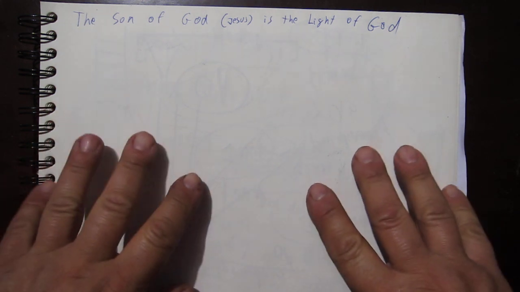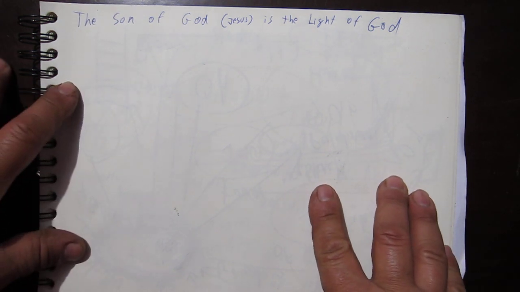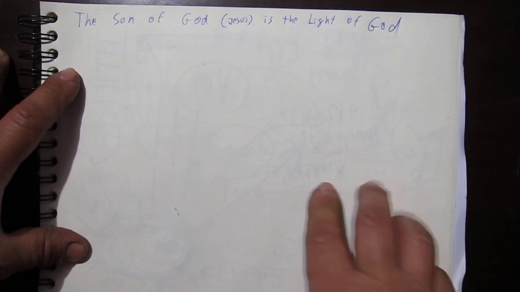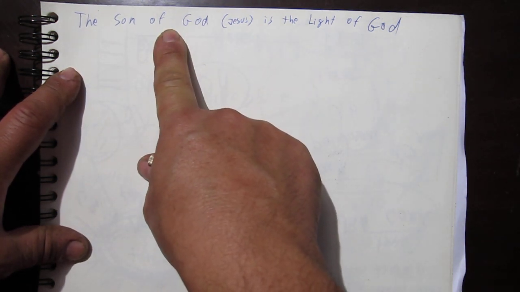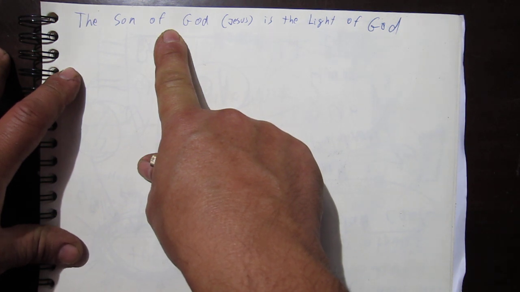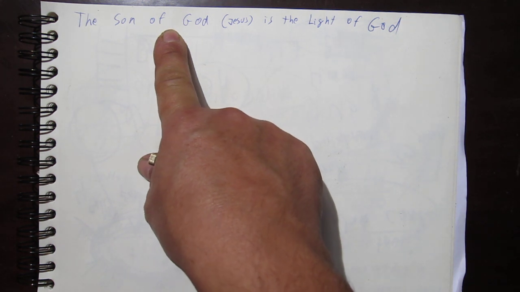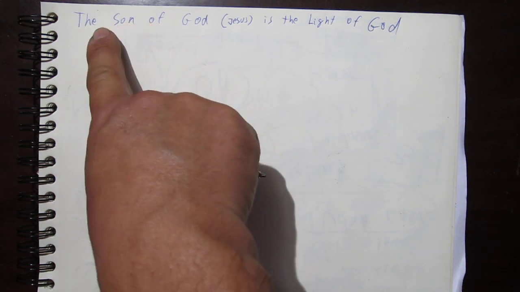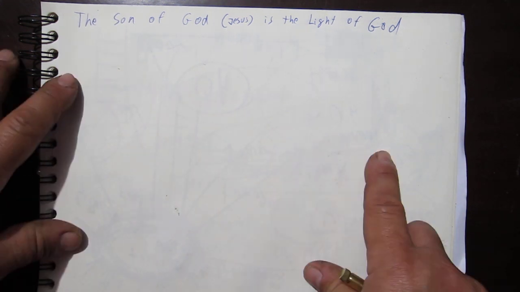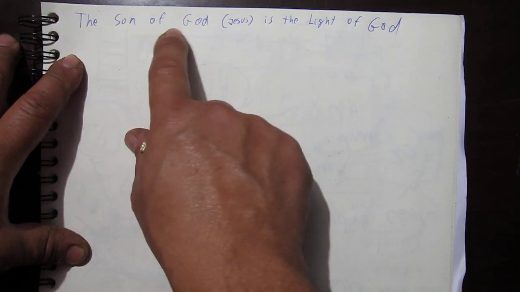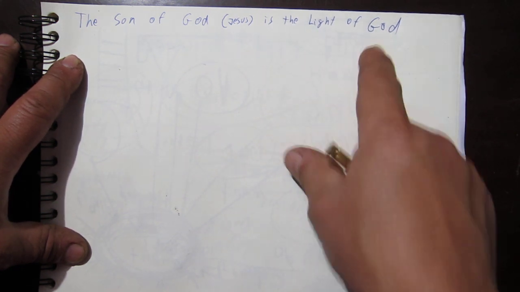I'm not sure which direction this video is going to go, but we're going to pick up on a principle and we'll see how this goes. The Son of God, you read that in the Bible many times. Nathaniel said it, when he was under or near the fig tree, that Jesus is the Son of God, King of Israel. Just remember that: King of Israel, Son of God. So the Son of God, Jesus, is the light of God.